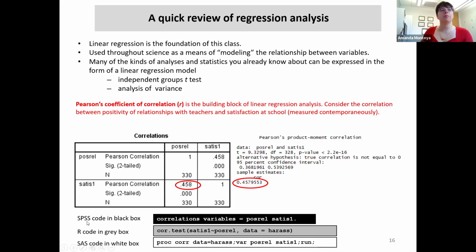And just as a reminder, the SPSS code is in the black box, R code is in the gray box, and SAS code is in the white box. So if you have this data set up, you should be able to open and run this code just to estimate the correlation between these two variables. So here, positive relationships with teachers and satisfaction with school.